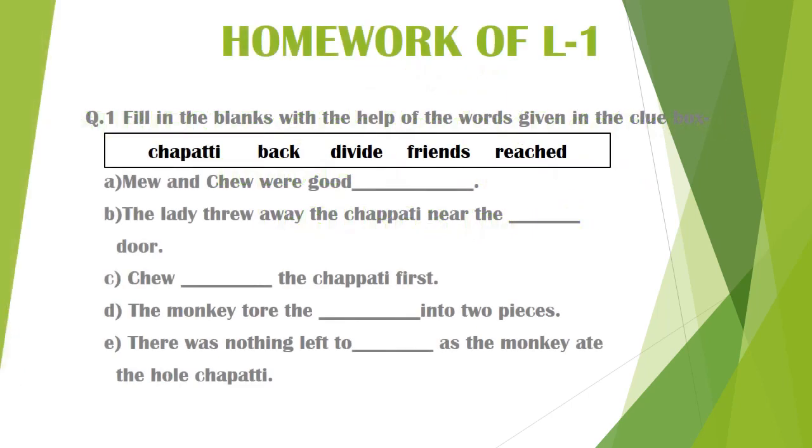Fill in the blanks with the help of words given in the clue box, and the clue box says chapati, back, divide, friends, reached. You have to take the help from these words to fill these blanks.